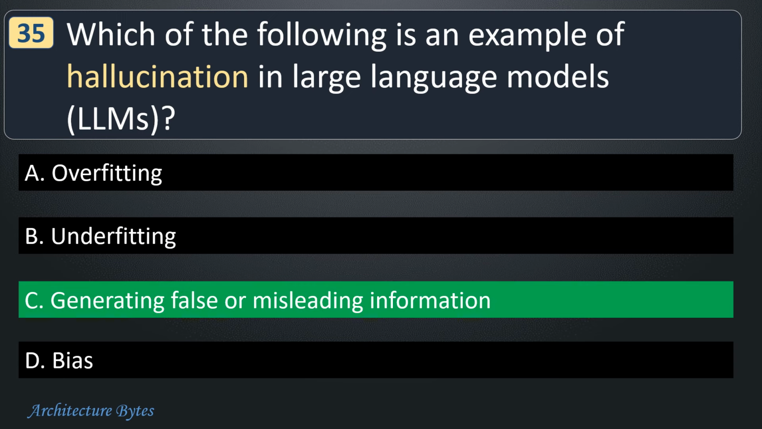Option C, generating false or misleading information is the right answer here. Large language models can sometimes generate responses that are factually incorrect, inconsistent, or simply nonsensical. This is known as hallucination.